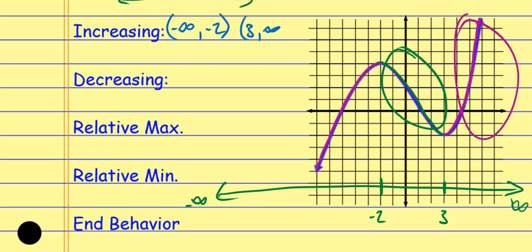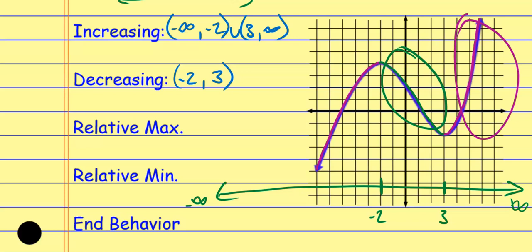And the other place that it's increasing was from 3 to positive infinity. And once again, it's the same kind of deal, parentheses all around, and then that union symbol, okay? But now decreasing, it was decreasing from -2 to positive 3. And again, parentheses for each of those because those values aren't included in the increasing or decreasing. They're the relative maximums and minimums, okay?